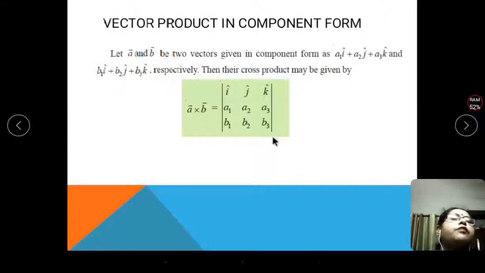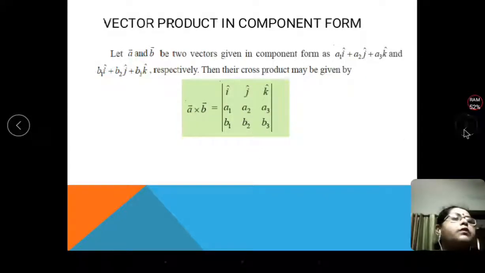determinant of, it's a 3 by 3 determinant basically, whose rows are i, j, k, A1, A2, A3, that means the components of the first vector, and the third row is B1, B2, B3, that means the components of the second vector. So it's a very nice result to remember that the cross product of A and B will be a 3 by 3 determinant in this form.